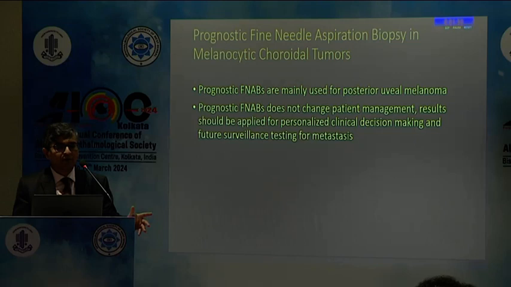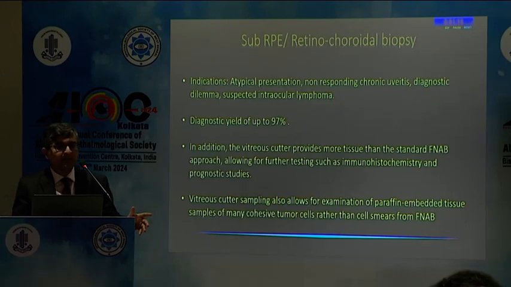From the prognostic point of view, yes, in India we don't have any very good markers, but in Western countries they do usually prognostic biopsies, particularly for all choroidal melanomas, to look for any future systemic metastasis, risk of metastasis, and how soon they should be doing underlying systemic screening to look for any metastasis. The second topic which was given to me was sub-RPE retinochoroidal biopsy.